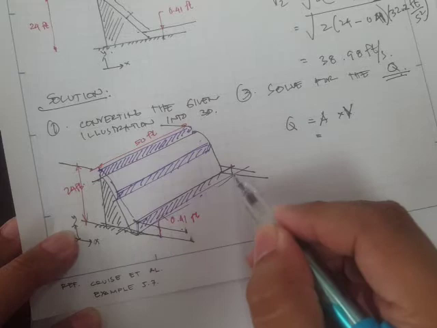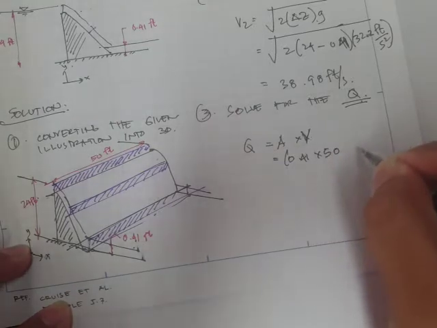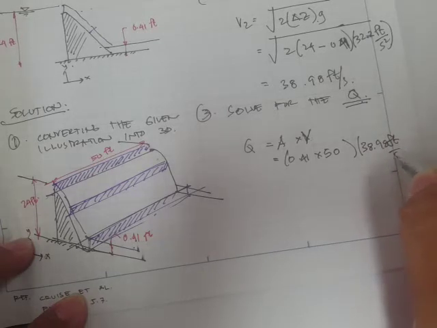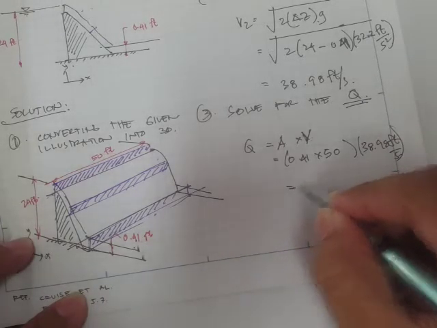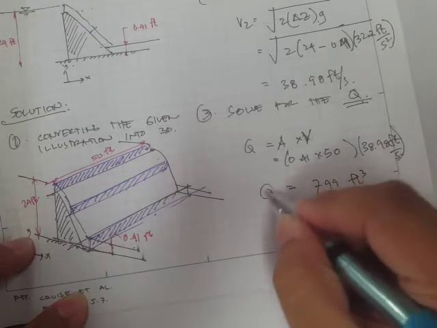Okay, so our area is just simply this rectangular area, which is 0.41 times 50. That's in feet, so that's feet squared, times the velocity of 38.98 feet per second. Therefore, we'll have 799 feet cubed per second.